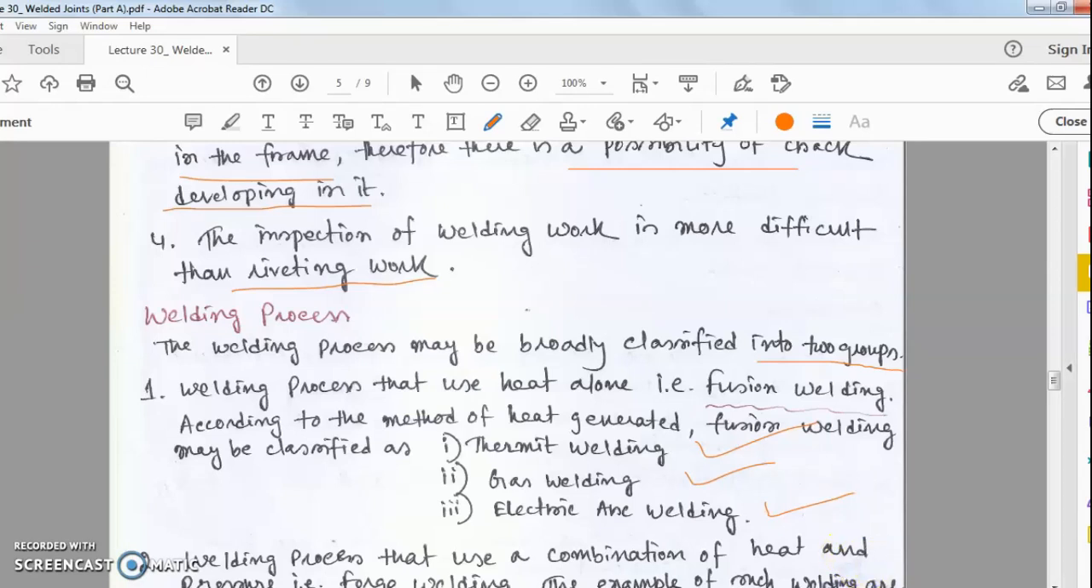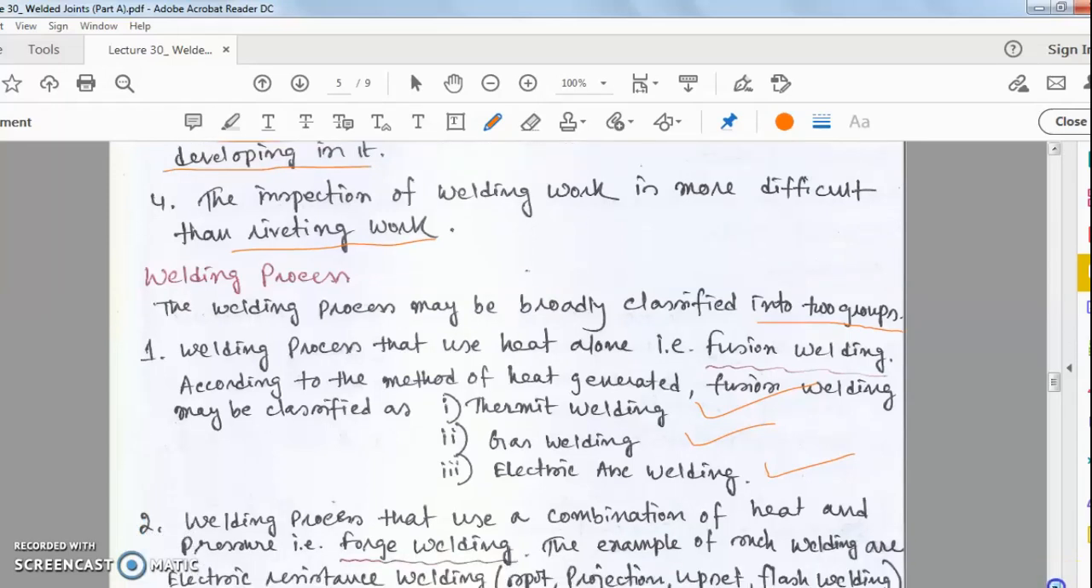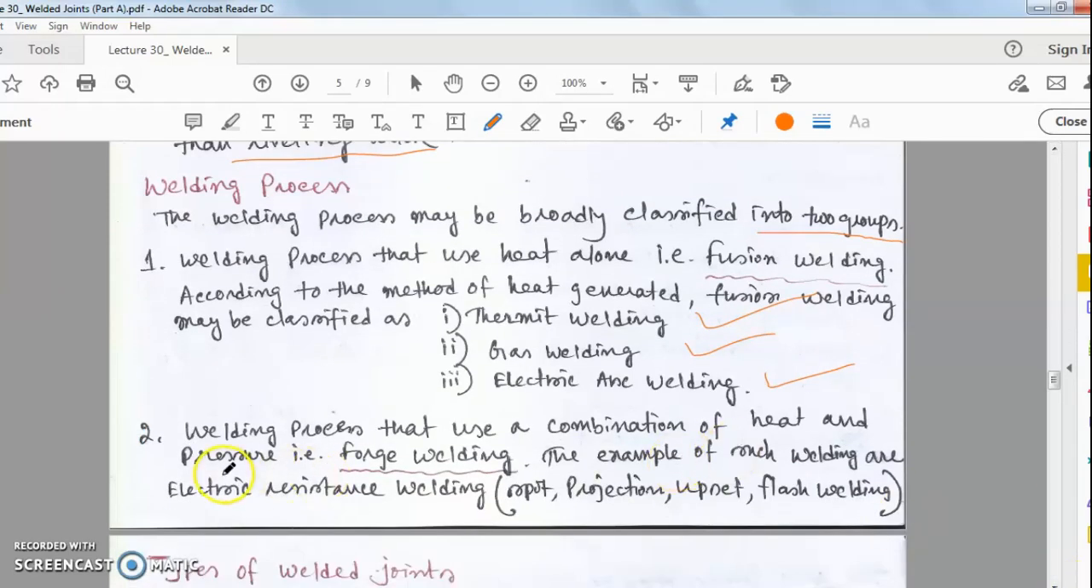Next, come to the welding process. The second method is the welding process that uses a combination of heat and pressure, which is called forge welding. Examples of forge welding are electric resistance welding, like spot welding, projection welding, seam welding, offset welding and flash welding, all of which come under electric resistance welding. And in resistance welding, you can see that in addition to heat, you require external pressure also for welding purposes.